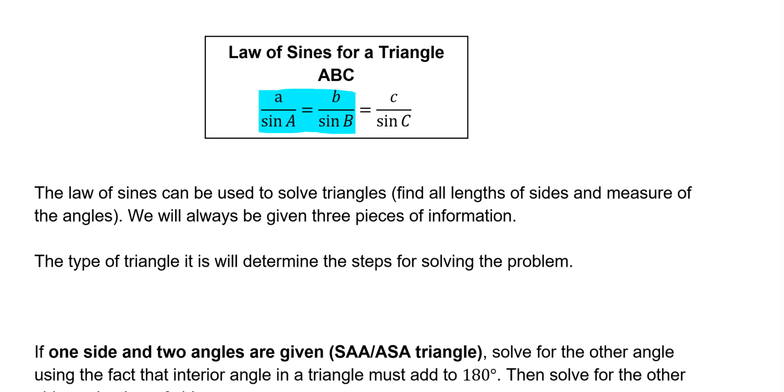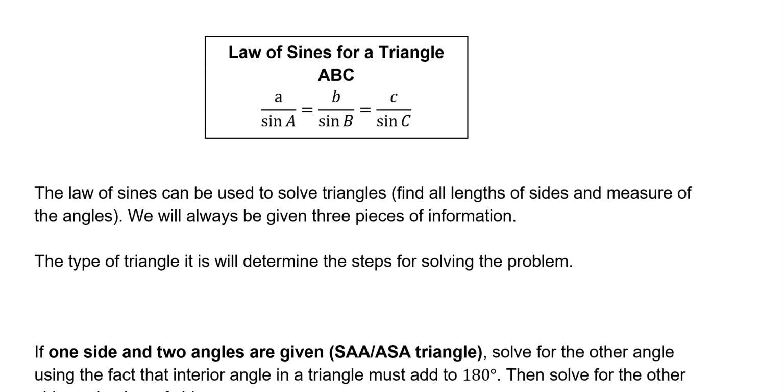For example, we might use this portion right here, or this portion right here, or this portion right here. Even though we have all three of these set up, we're only using two at a time so that there's just the one equal sign.